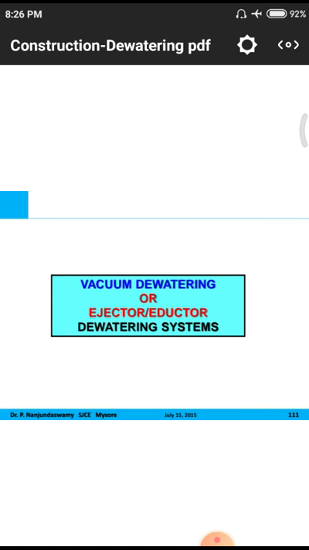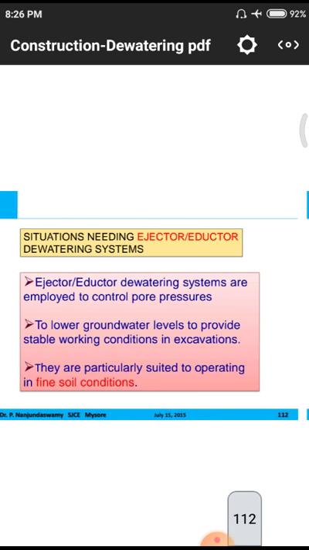After that, we have ejector or eductor dewatering systems, or these vacuum dewatering systems, another name being ejector or eductor dewatering systems. We need to discuss these things in today's class. First of all, situations needing ejector and eductor dewatering systems. In which situation will we go for these systems? What are those things we have to observe?